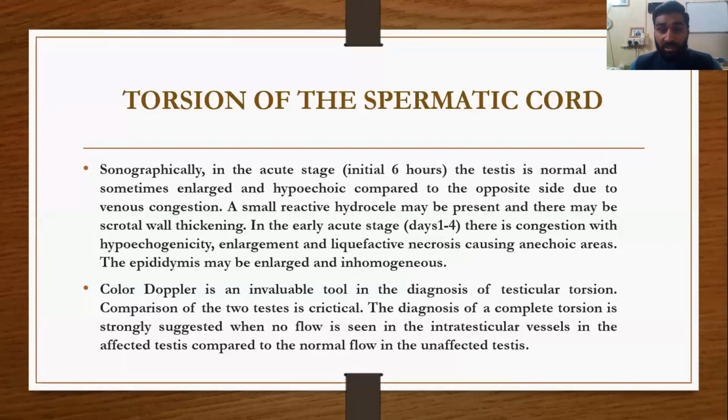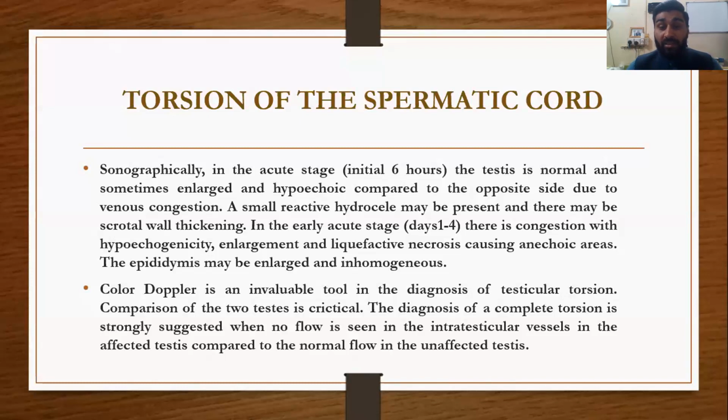Sonographically, in the acute stage, the initial 6 hours, the testis is normal and sometimes enlarged and hypoechoic compared to the opposite side due to venous congestion. A small reactive hydrocele may be present, and there may be scrotal wall thickening, as we have seen in the previous slide. In the early acute stage, day 1 to 4, there is congestion with hypoechogenicity, enlargement, and liquefactive necrosis causing anechoic areas. The epididymis may be enlarged and inhomogeneous. It also affects the epididymis.